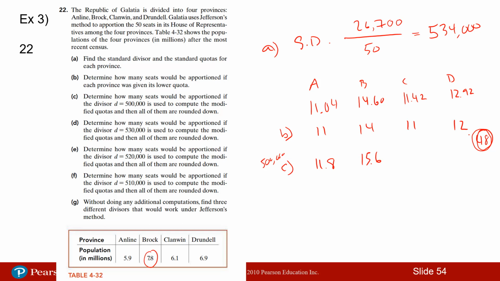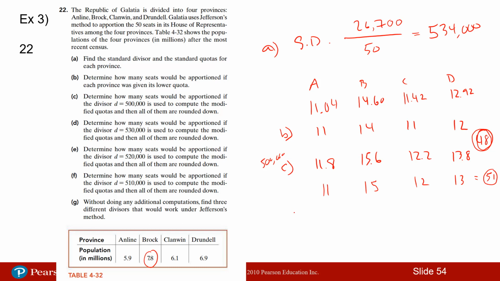What did you guys get for C or D? 13. For D, 13.8? 12. Okay, so let's see what happens for C with the remaining ones. So this is going to be 11, right? Because we're just reducing down, and we should get this right here. So as you do this, you find out you have 51. So using 500,000 is actually too small of a divisor. It gives you too many seats, right?